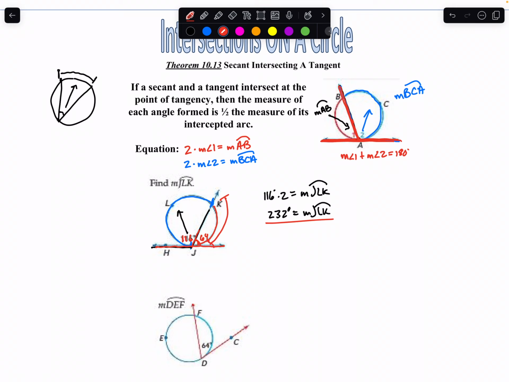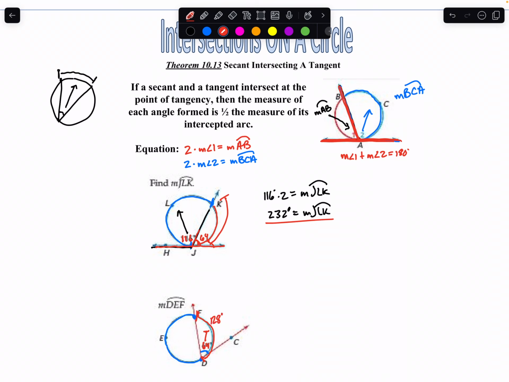The next scenario, measure of angle DEF. DEF starts here, and it goes all the way around to this component. The letters tell you the direction in which you're measuring. So we want to measure that side. Since this is 64, we can do this two routes. We can multiply 64 times 2, and that'll give us this degree. 64 times 2 measures this part of the circle. So 64 times 2 is 128 degrees.